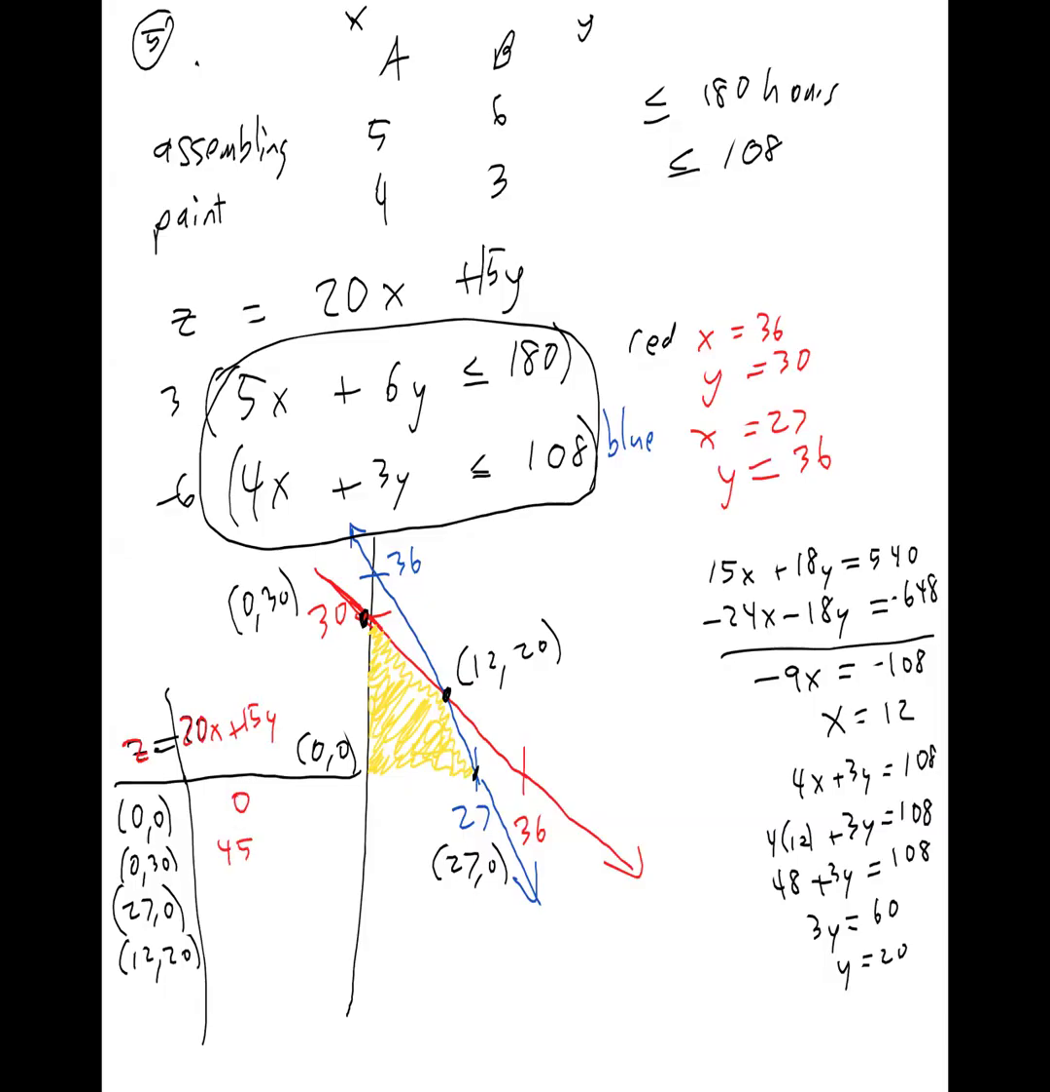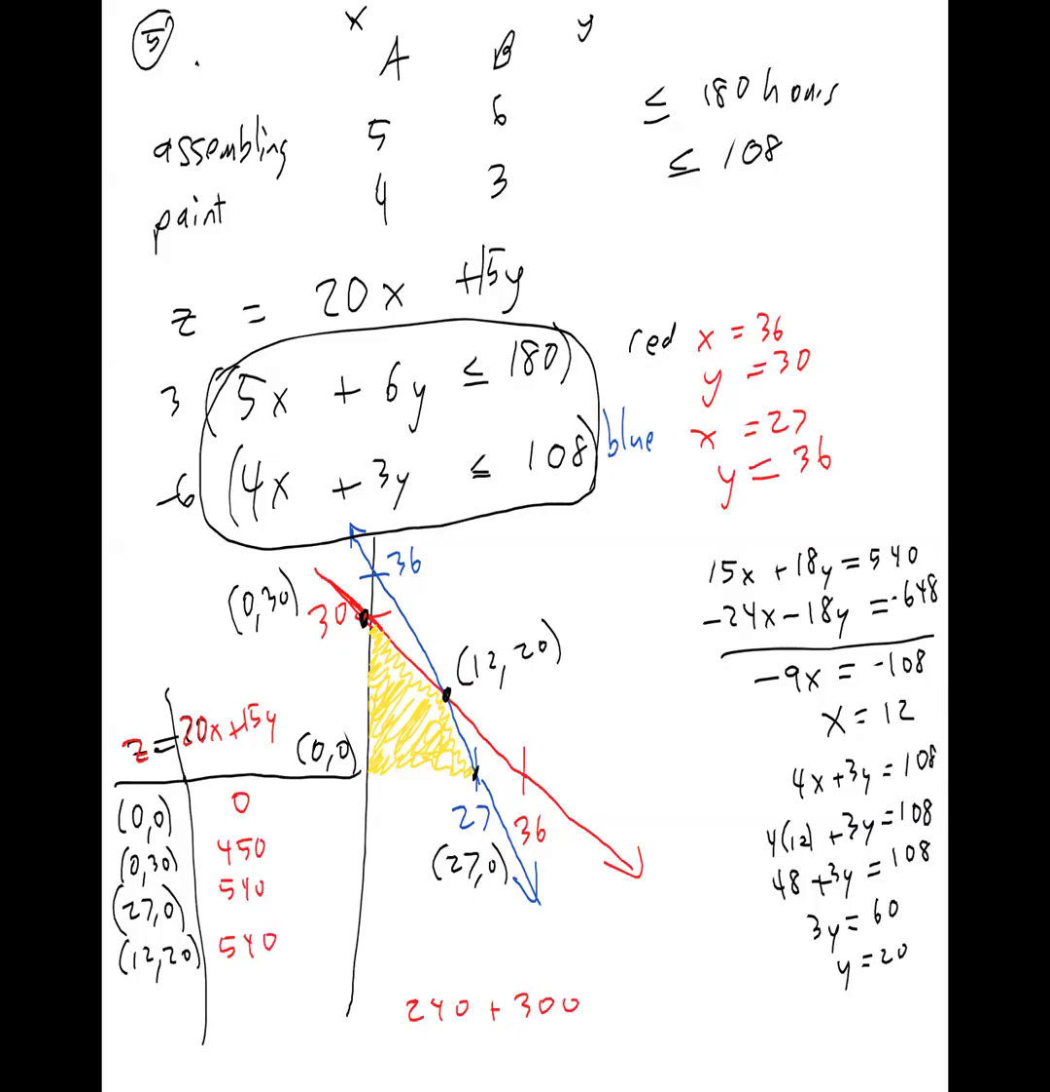If I do 27 times 20, I would get 540. If I do 20 times 12, that's 240, plus 15 times 20, that's 300. That's also 540, I believe. Wait, 20 times 12, let me think. 20 times 12 is 240, plus 15 times 20 would be 300. Yep, so that'd be 540 as well.